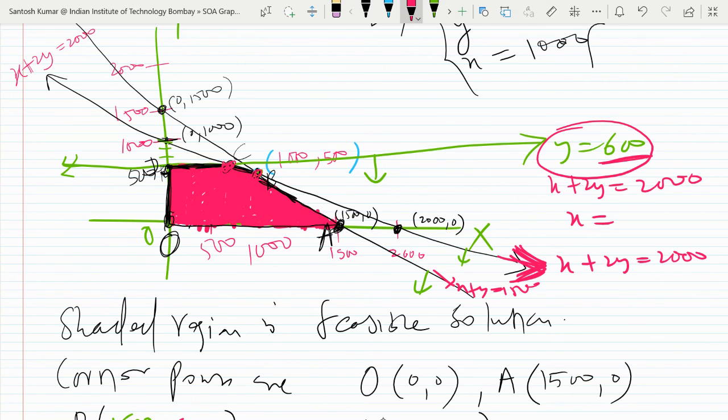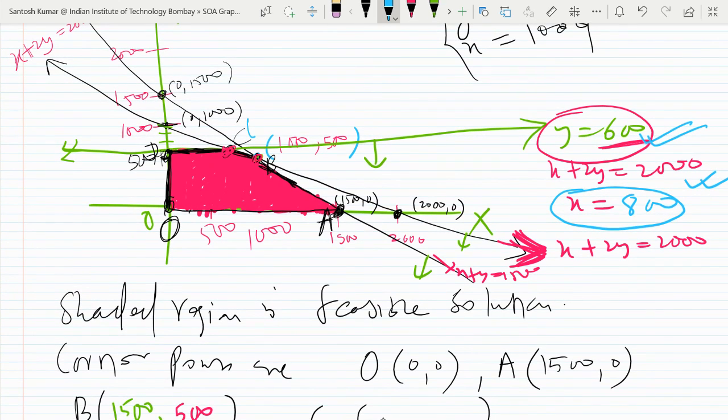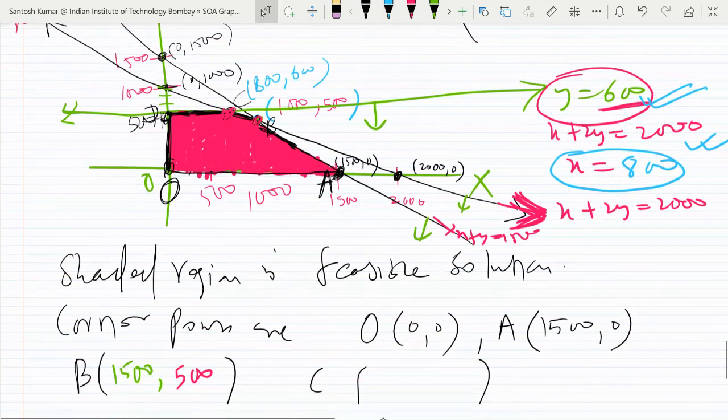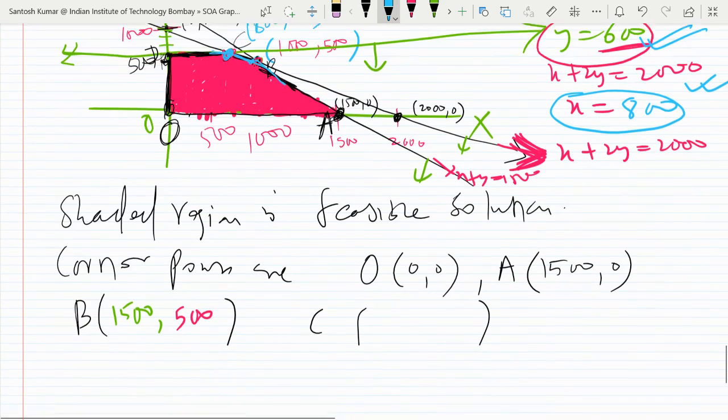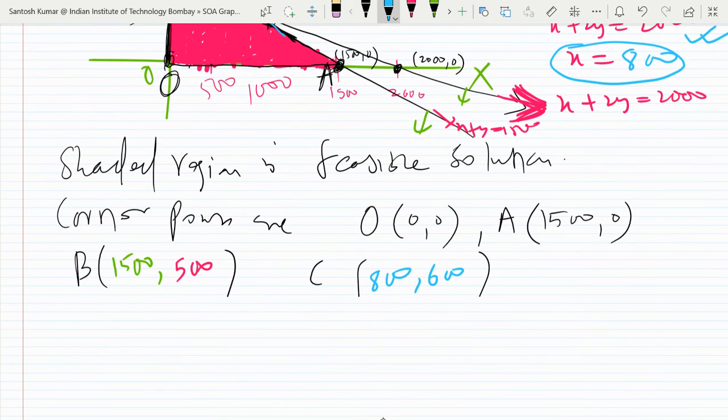x plus 2y is 2000. So y is 600. So put into this, tell me what is x? y 600 you replace into this equation. So what will be the value of x? 800. Yes. So what do we get? We get the common solution. x is 800, y is 600. The coordinate of point C I get as 800 comma 600. C is this corner point.